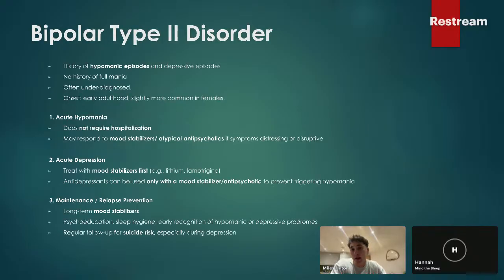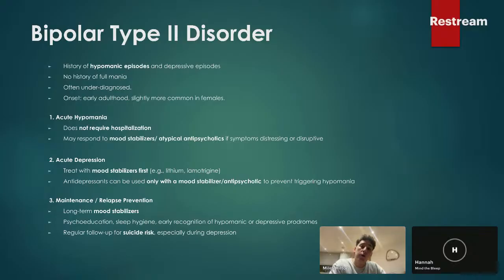So for bipolar type 2 disorder, they would have a history of hypomanic episodes and depressive episodes, no history of full mania, otherwise that would be type 1 disorder. Bipolar type 2 is often underdiagnosed just because patients often don't require hospitalization and so can go under the radar. The onset is in early adulthood and it is slightly more common in females.